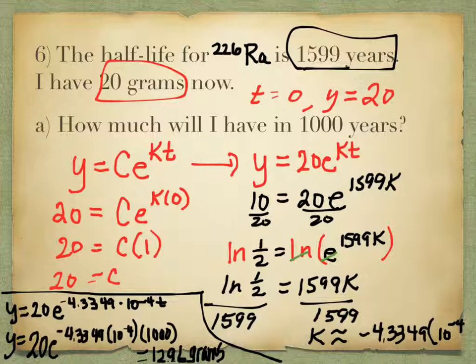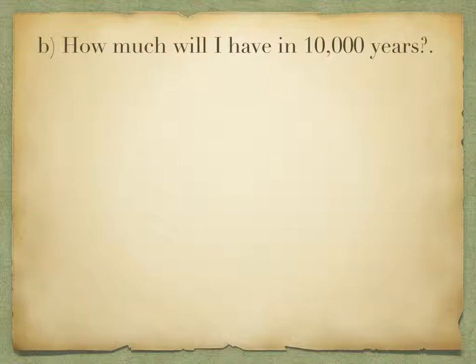You've done this before. I know you have. This is without a doubt a college algebra, math analysis, pre-calculus concept. All right? One more question along the lines here then says, how much will I have in 10,000 years? What do I do? I just plug in 10,000 where I plugged in that 1,000 a moment ago, right?